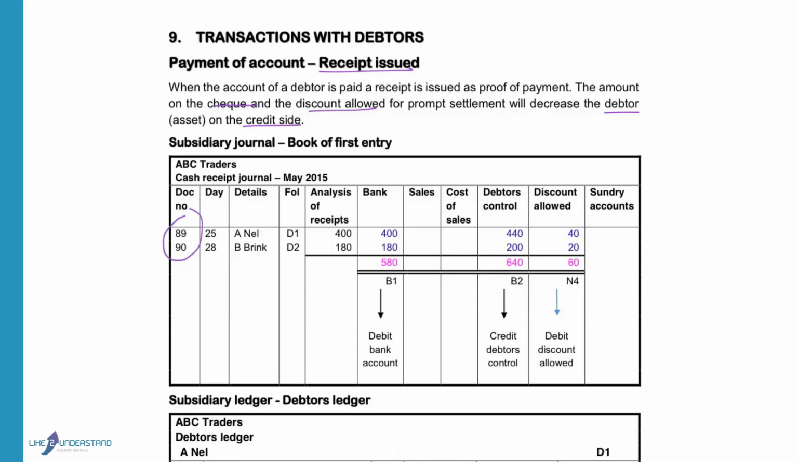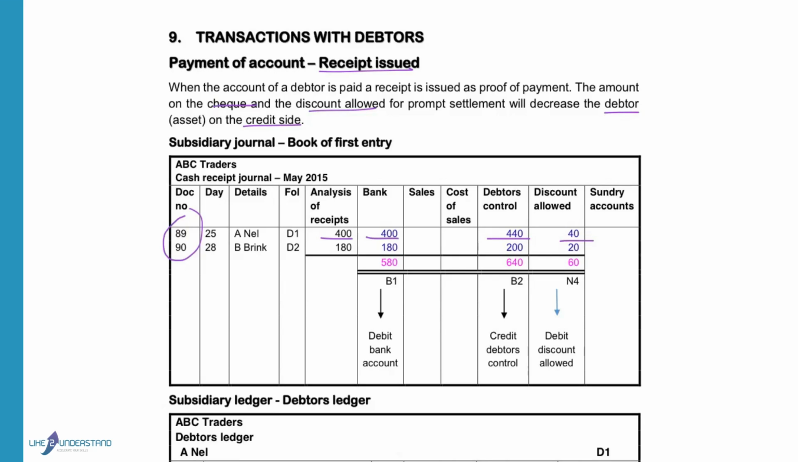We receive from Nell 400 Rand. At the end of the day, we put the 400 Rand in the bank. We allowed 40 Rand discount to him because he paid in time. So therefore, we have to reduce his account with 440 Rand, the amount that we received and the discount.